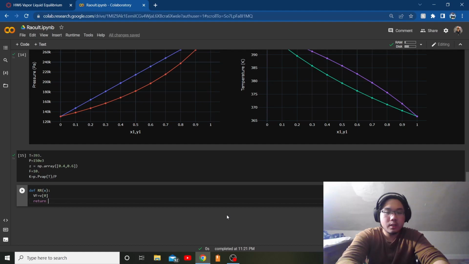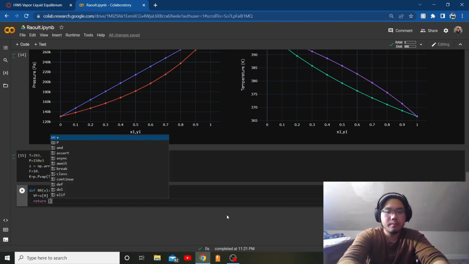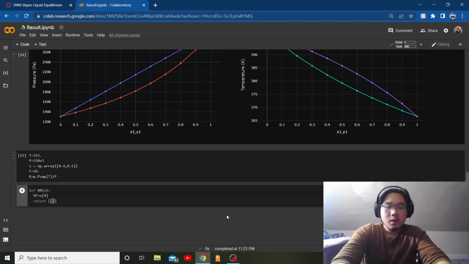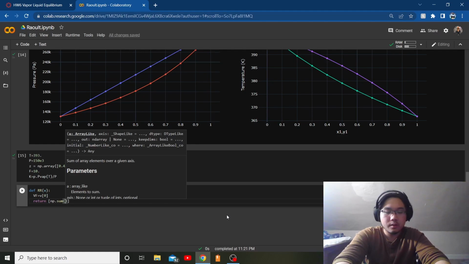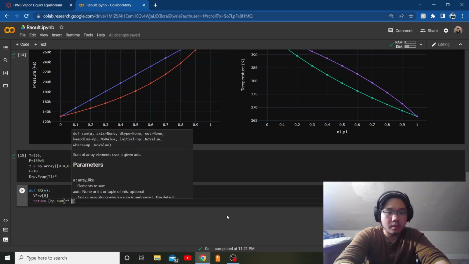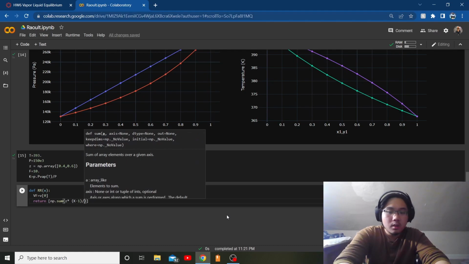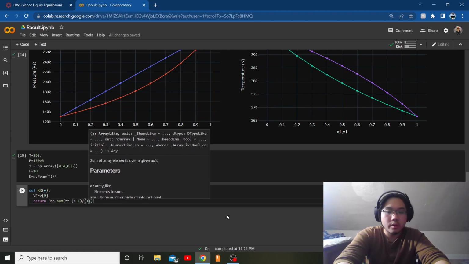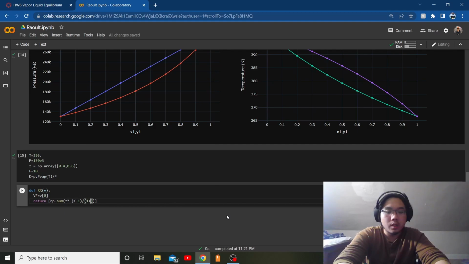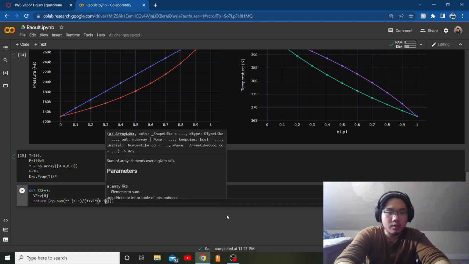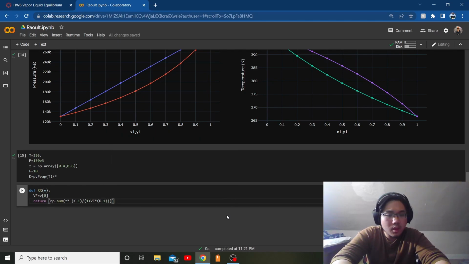And we want to return that in an array. So it was the summation here of z times k minus 1, divided by, I'll put parentheses there, 1 plus VF times k minus 1. And just counting parentheses, make sure that's right.